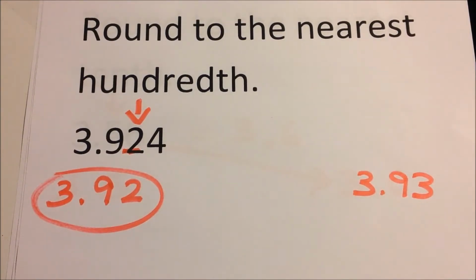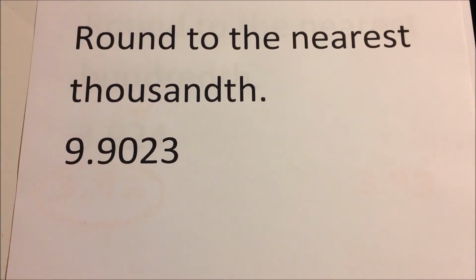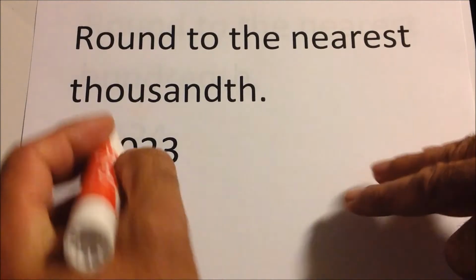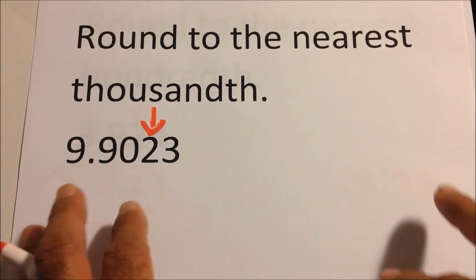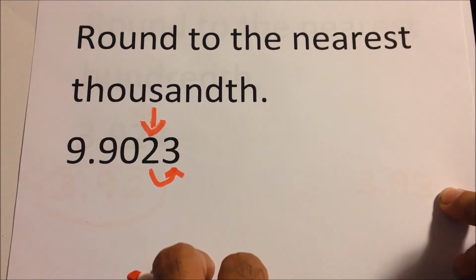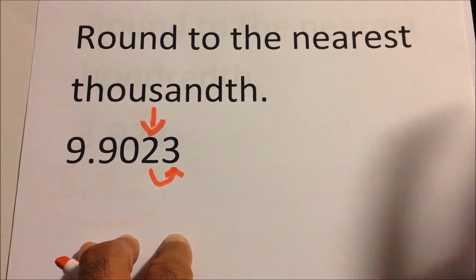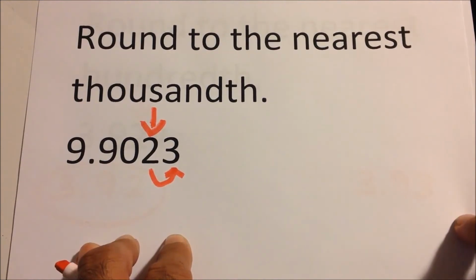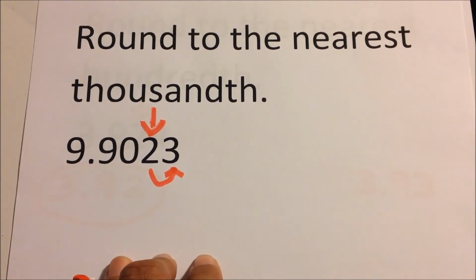So let's see if you can do one now, round to the nearest thousandth. Step 1, where's the thousandth? Right here. That's step 1. Step 2, look to the left. What do you see? If it's 4 or less, it rounds down. If it's 5 or more, it rounds up. So again, 4 or less, round down. 5 or more, round up.